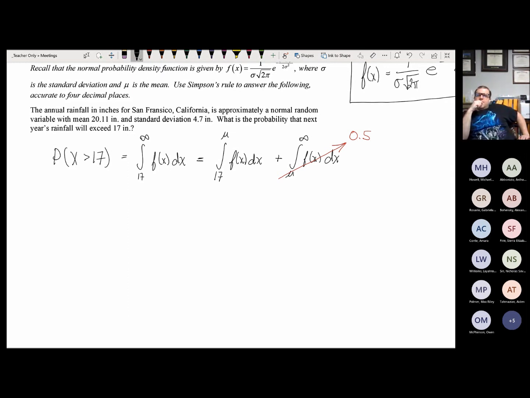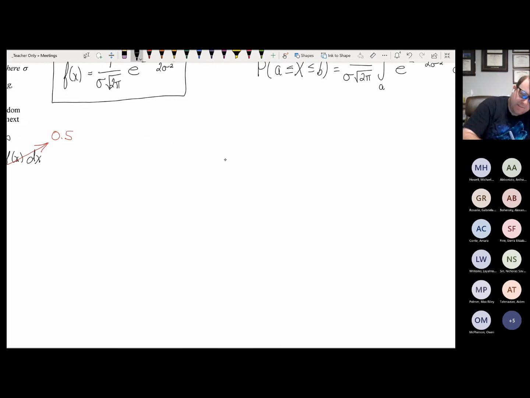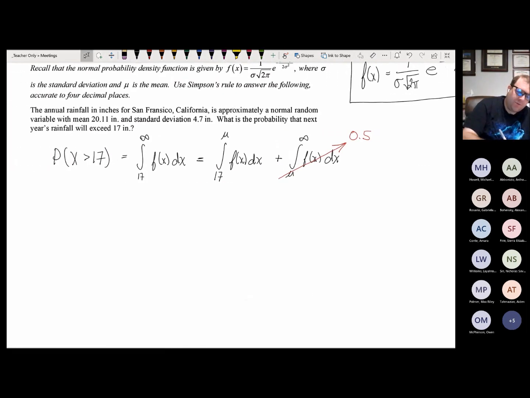That integral is 0.5 because it's a normal distribution, right? Remember the bell curve. This is the mean. You have exactly 50% area on each side. So all we're really looking for now is this integral. That is the problem that I'm going to set up for Simpson's rule.